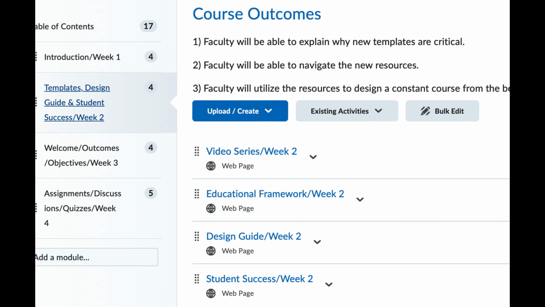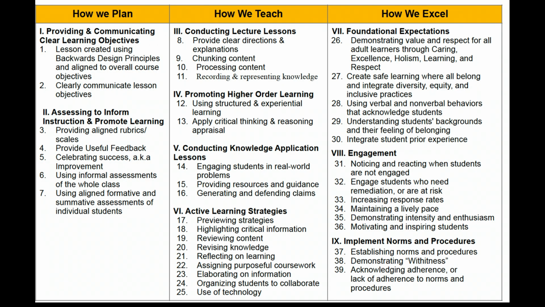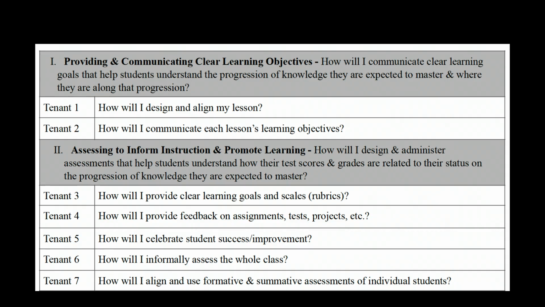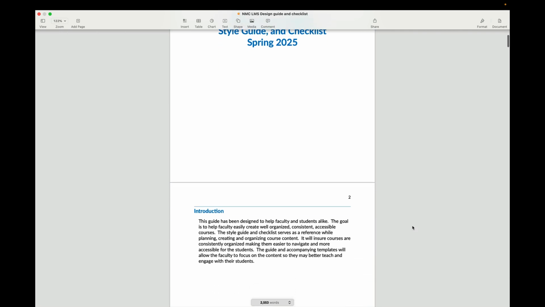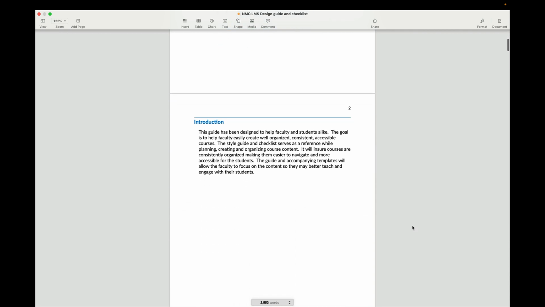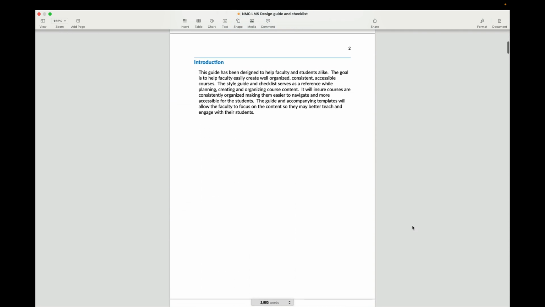As I mentioned earlier, in Week 2 we're going to take a little deeper dive into the educational frameworks, as well as the new design guidelines and checklist. For those of you that need a refresher, the educational framework are the 39 tenets that we built around how we plan, how we teach, and how we excel. The newly designed NMC Course Design Style Guide and Checklist is going to help you walk through the creation and navigation of all of the new content that you'll be creating for your classes.